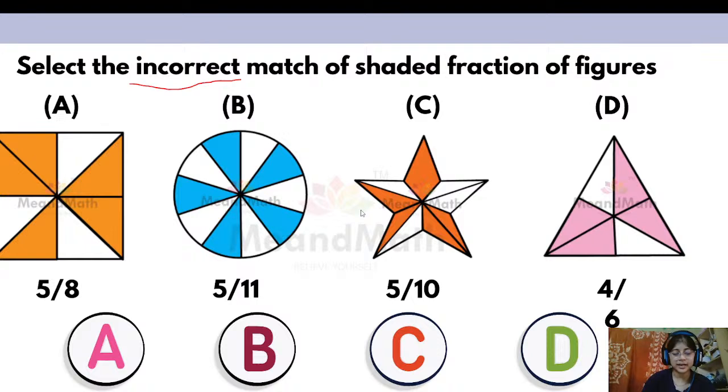Okay, Saina says B. Sanvi says B. All right. And anybody else left to give the answer? Quickly type in your answers in the chat box. So I can see there's a confusion between B and C.